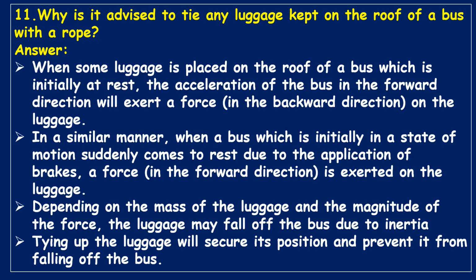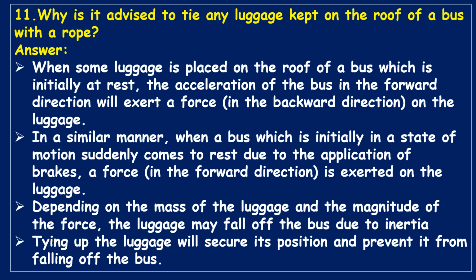So the main reason behind this is inertia, inertia of rest and inertia of motion of an object. That's why we have to tie the luggage which is kept on the roof of the bus. Clear?